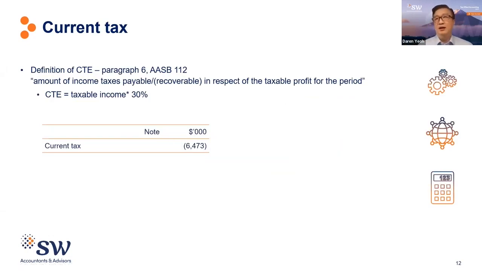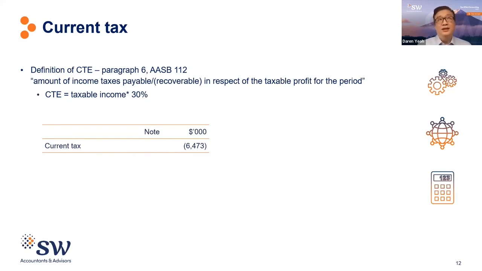The simplest is your current tax expense, which is the tax that you pay to the ATO for the current year. So broadly, it is simply your taxable income multiplied by your current tax rate, as simple as that. So taxable income multiplied by 30%. If you're a standalone entity and you are in losses, your current tax expense is obviously zero because you don't have any taxes to pay to the ATO.